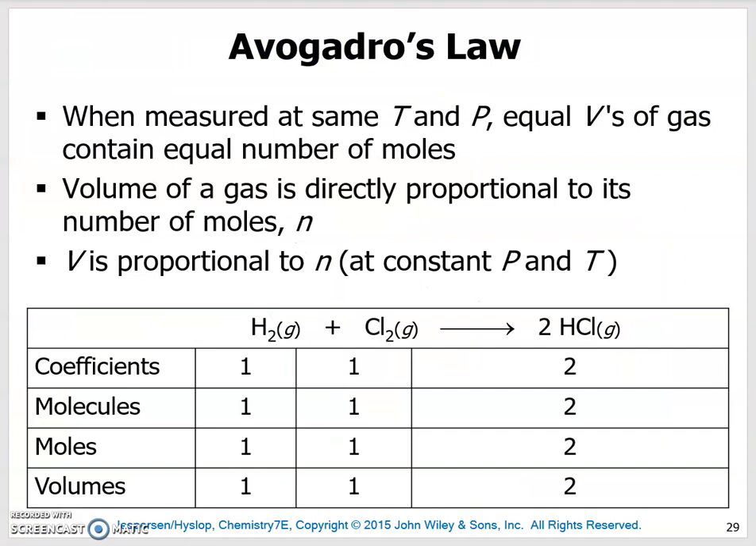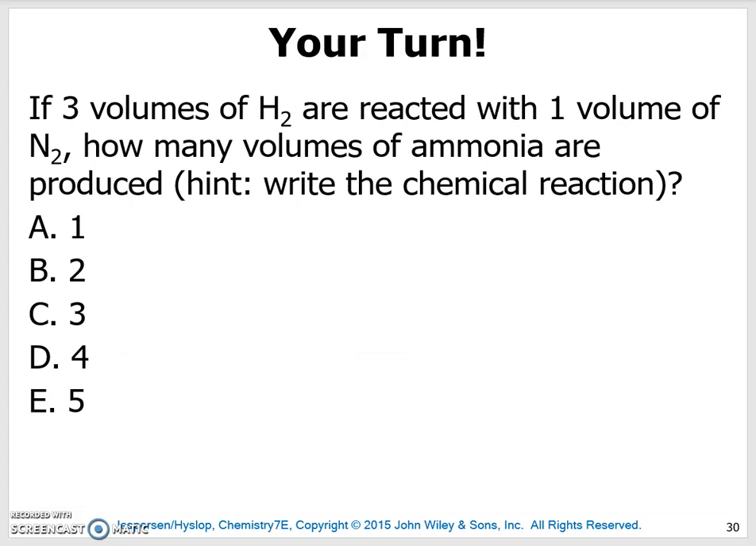The other thing about Avogadro's law is that it makes moles and volume proportional. And so when we talk about gases reacting, if it's at a constant pressure and a constant temperature, we can talk about them in terms of the coefficients of the chemical reaction. That means the number of molecules or moles, but it can also mean that the volumes of gas that are reacting are proportional to those coefficients as well. So we have an example problem here on doing that.